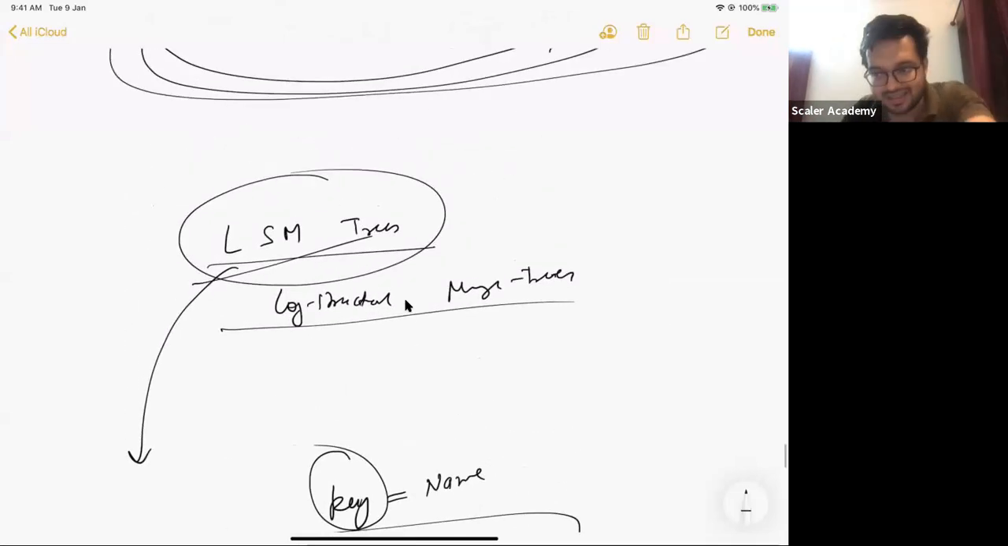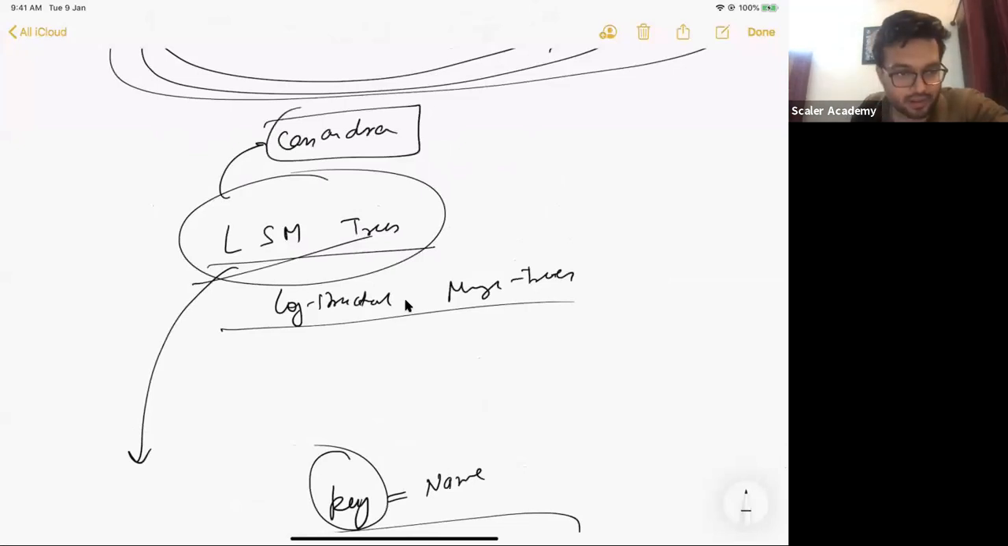First of all, LSM trees are actually used in Cassandra. Have you heard about Cassandra? Right. So Cassandra actually uses LSM trees. Yeah, you're right, Sankalp.